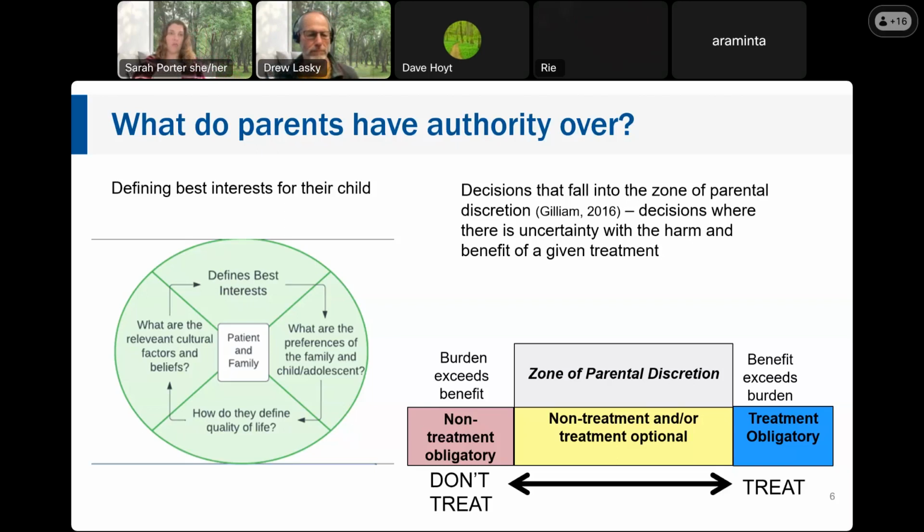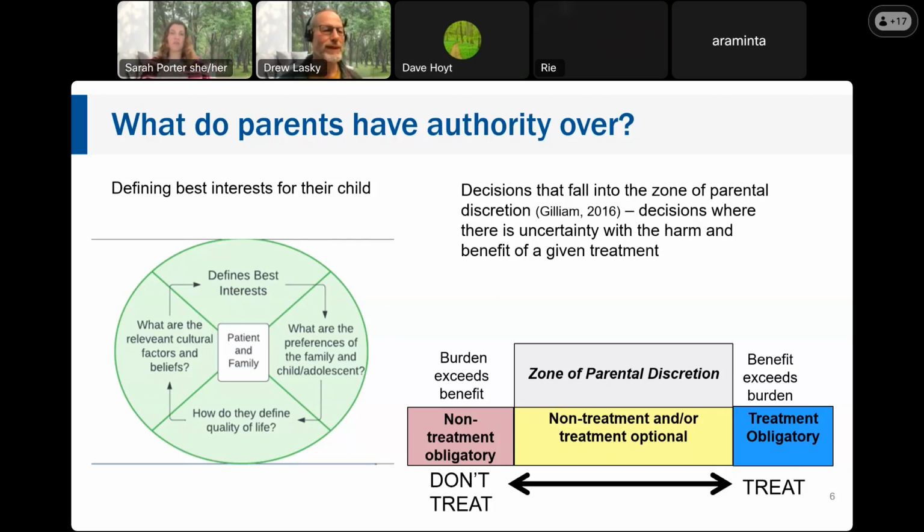We're saying that they have authority over the definition of quality of life, which is an important distinction because oftentimes we run into teams who believe they get to define the quality of life of parents or of children. And in fact, it's the parents who carry that authority to define quality of life. It's also the parents' responsibility to bring forth relevant cultural factors and beliefs. All of that goes into a concept of best interests. So it's parents who see the whole picture, the big picture outside of the hospital, according to their culture and their family values. So they get to be the ones that define what's in the best interests of their child.